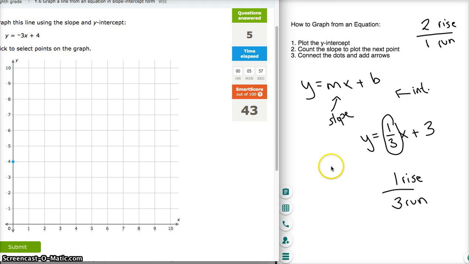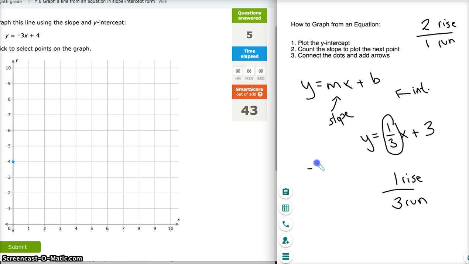And now we have a negative 3x. So negative 3 is our slope. Negative 3, it's not written as a fraction, so we can write it as over 1. So negative 3 is the rise, and 1 is the run. Remember that I've told you that rise means we can go up or down, and run means we can go left or right.